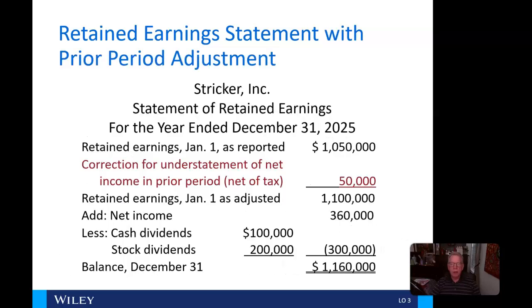And the answer is yes. We're going to show that correction as a prior period adjustment here, net of tax. So we adjust the beginning retained earnings for that error. That gives us retained earnings in January that's gone up by $50,000. Then we add our net income and our cash, subtract out our dividends to get our balance. Okay, prior period adjustment. Again, very rare.